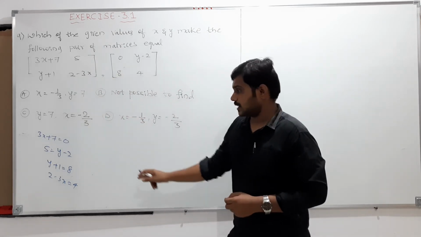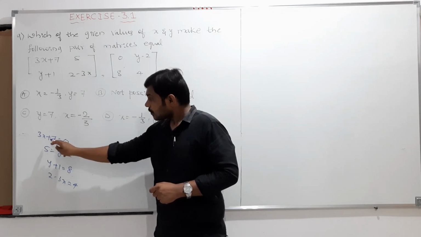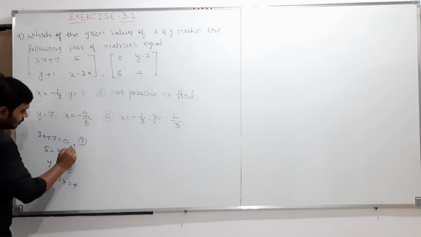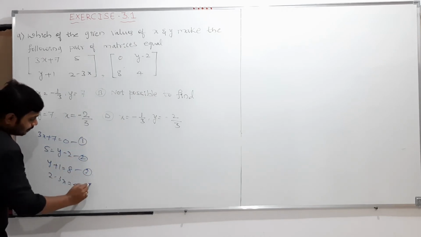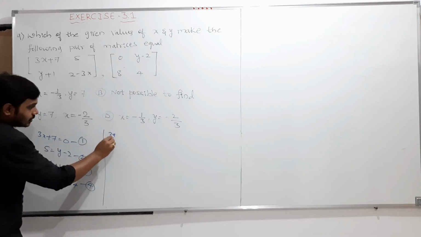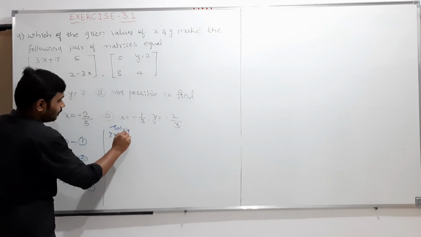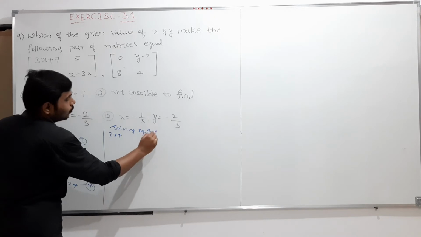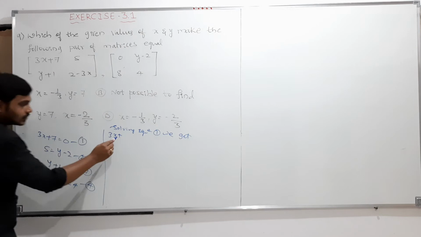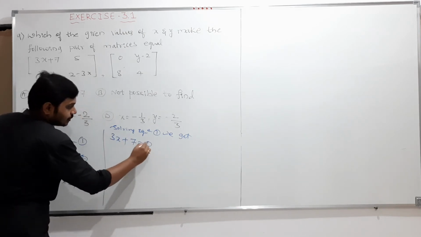By assuming that, I am solving this. So 3x plus 7 equals 0. Now solve 3x plus 7 equals 0. This implies, again you can give the numbers 1, 2, 3, 4. Now I am going to solve. Solving equation 1, the first equation, 3x plus 7 is equal to 0.